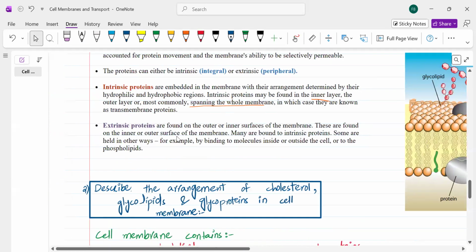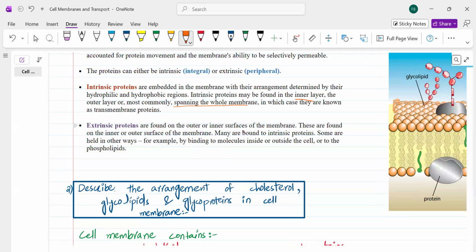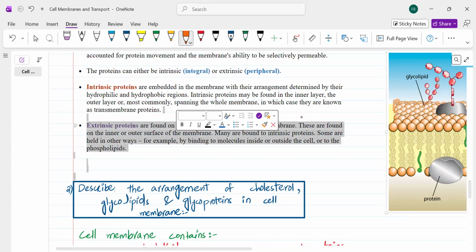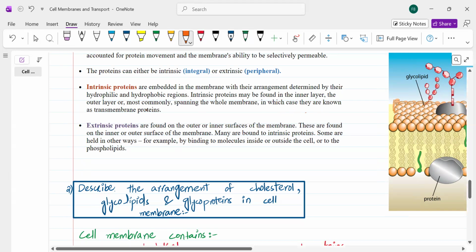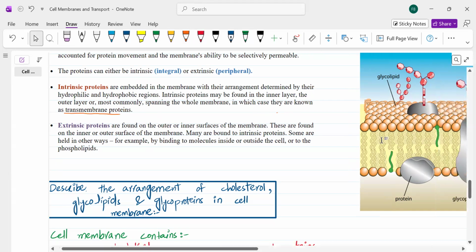The intrinsic proteins may be present in the inner layer, in the outer layer, or most commonly they will be spanning the whole membrane, in which case they are known as transmembrane proteins.